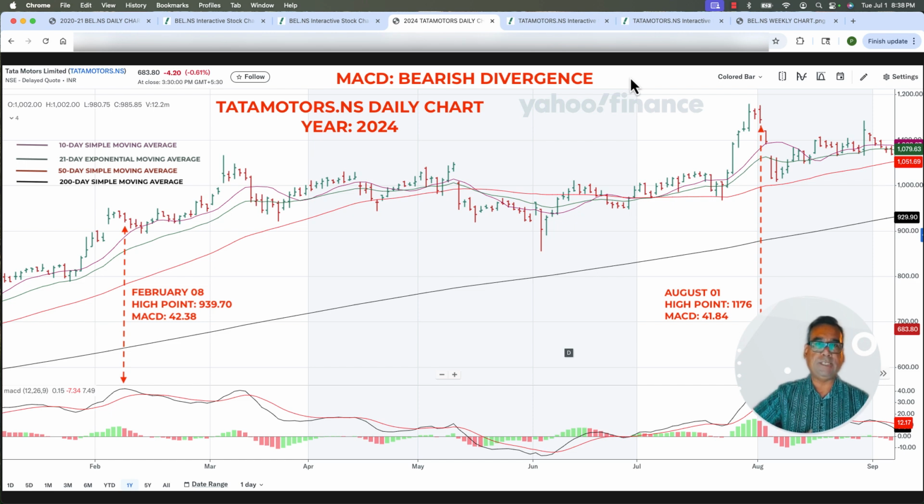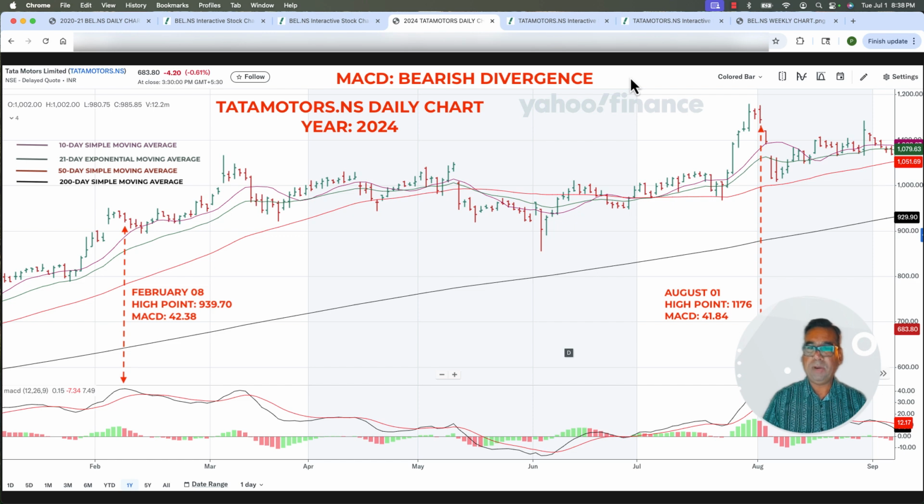Now, similarly, we'll see an example of bearish divergence using Tata Motors as an example. So this is the daily chart for Tata Motors from last year. And there are two dates that I want to highlight: February 8th and August 1st. So bearish divergence happens when price makes a new high, but MACD line does not. So if you notice on February 8th, high point was just 937.70 and MACD line was 42.38.